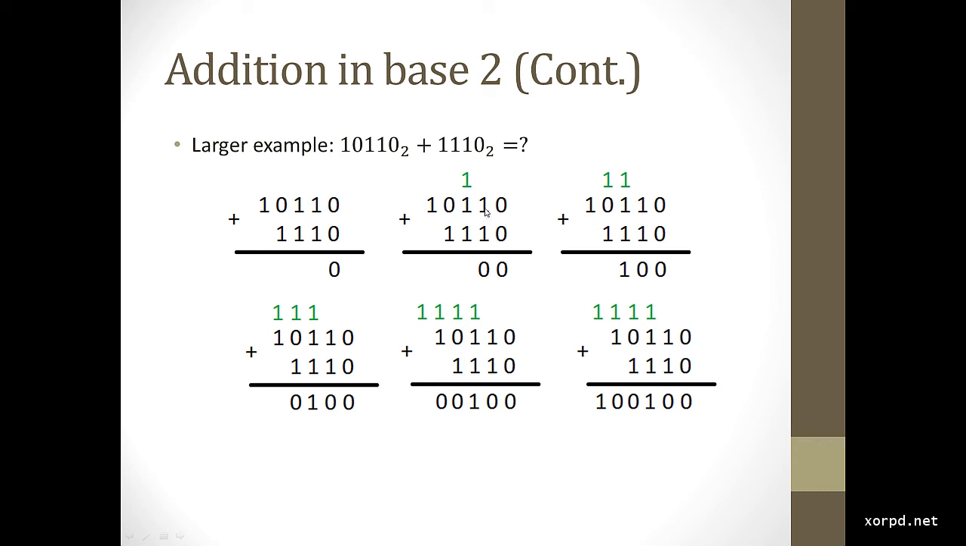Next we move on to the next digit. 1 plus 1 equals 10. So we put the 0 here and the 1 here. Next we add 1 plus 1 plus 1 and we get 11. 1 goes here and the other one goes here. Next we add 1 plus 0 plus 1, which equals 10. The 0 goes here and the 1 goes here.